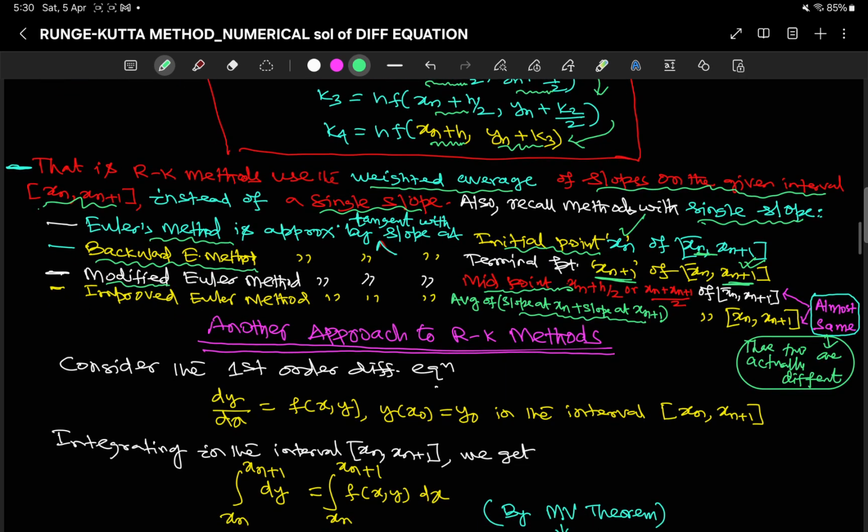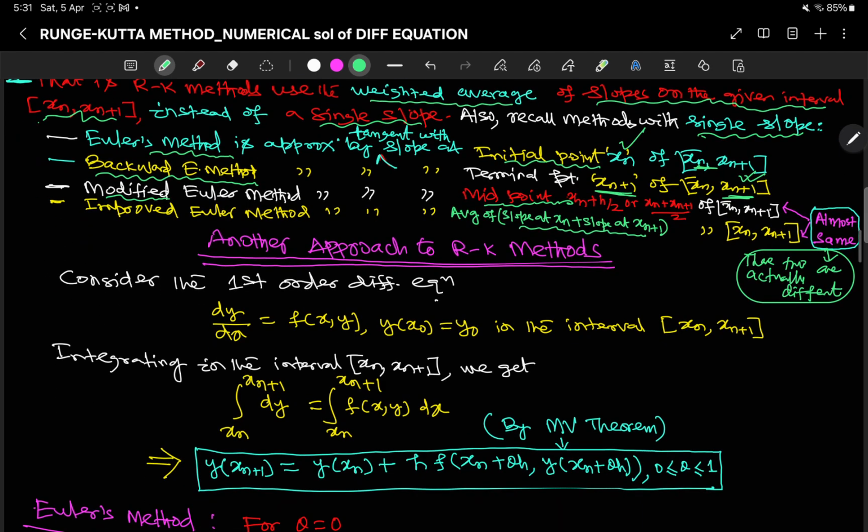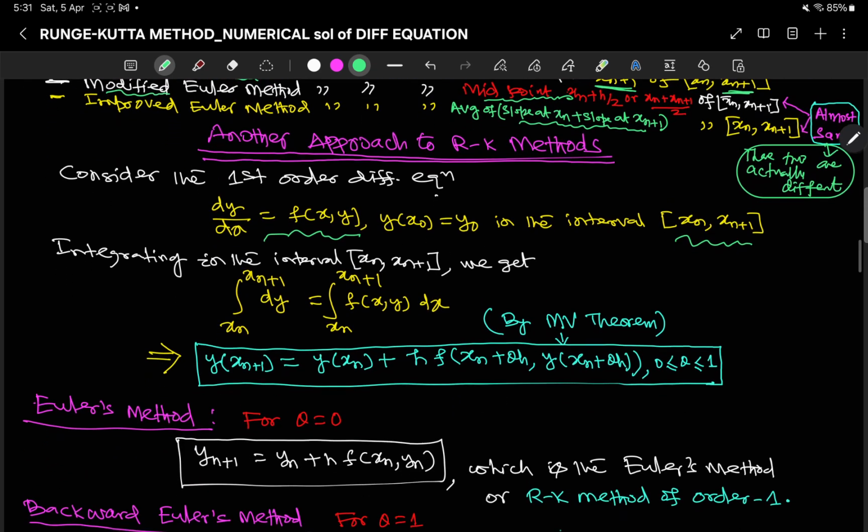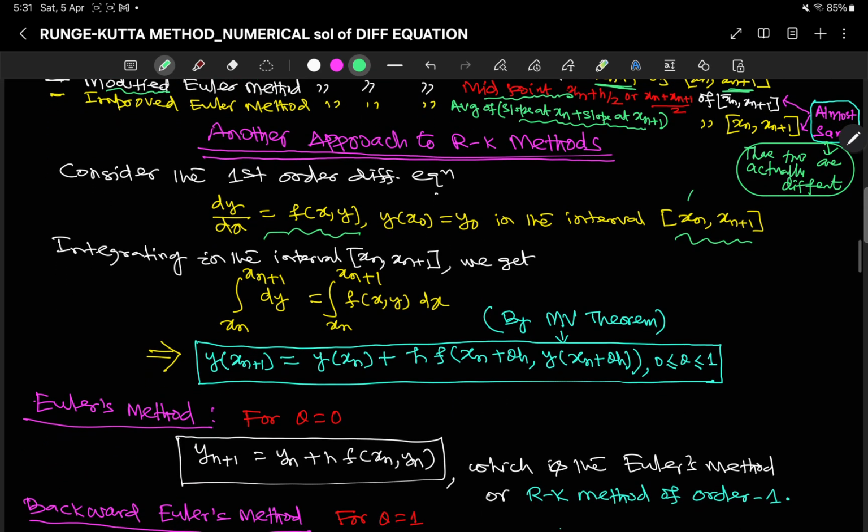So if we see another approach to the Runge-Kutta methods, suppose you are given a first order differential equation. The deep learners can go through this. Otherwise, just recall the formula and solve the problems. Consider the first order differential equation in the given interval xn and xn plus 1. Now if you integrate it within the limit xn to xn plus 1, here dy is f(x,y) dx.